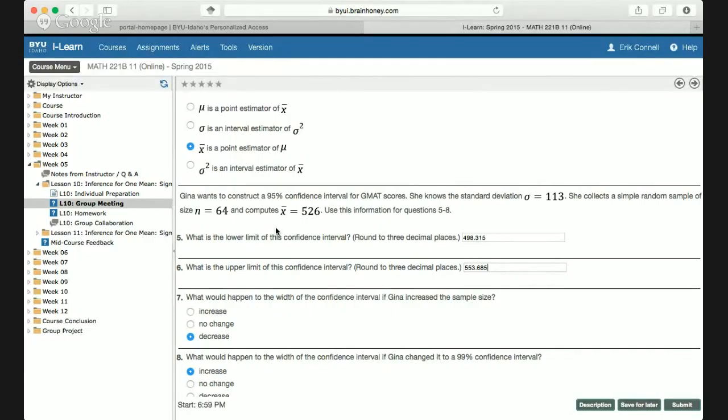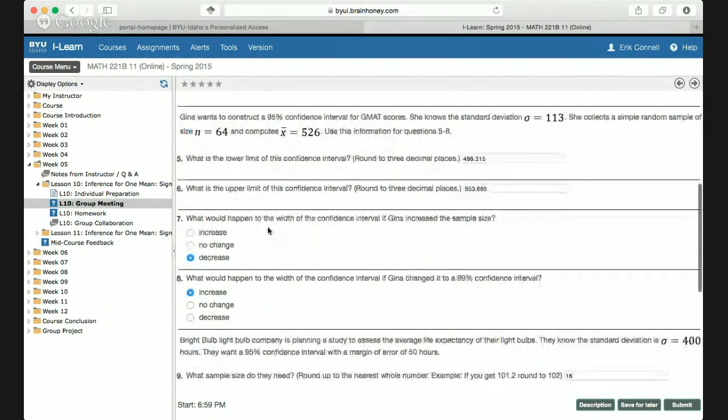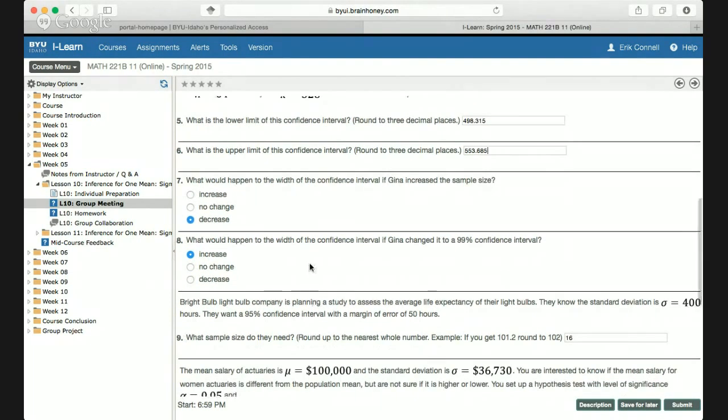Okay, so 7. What would happen to the width of the confidence interval if Gina increased the sample size? So it's going to be divided by a bigger number. So it should go down, right? Mm-hmm. And then what would happen to the width of the confidence interval if Gina changed it to a 99% confidence interval? Well, it would increase because it's a bigger number. Yeah, because it's increasing your Z. Or what you're multiplying everything with.